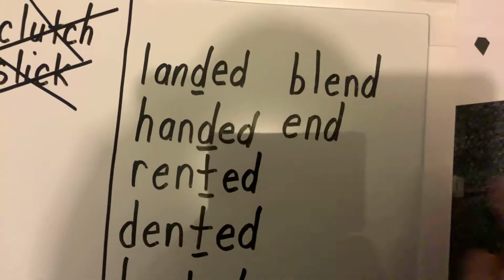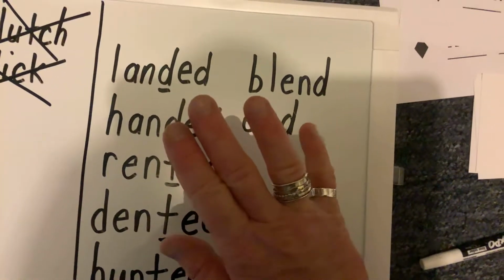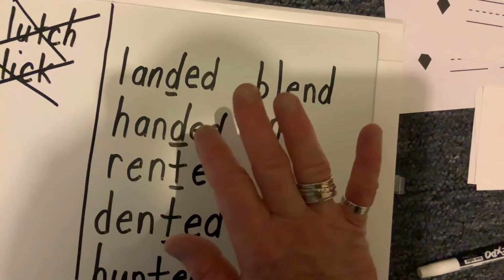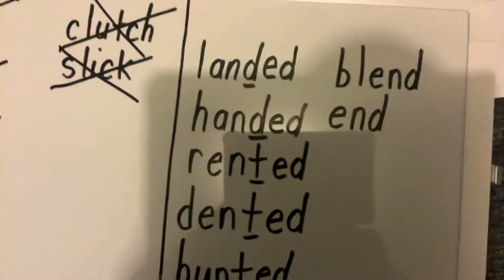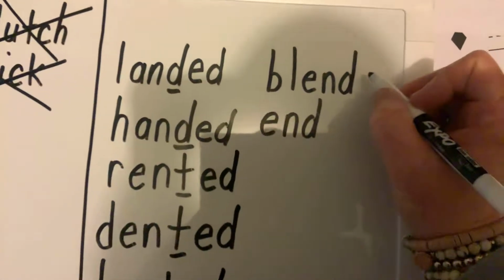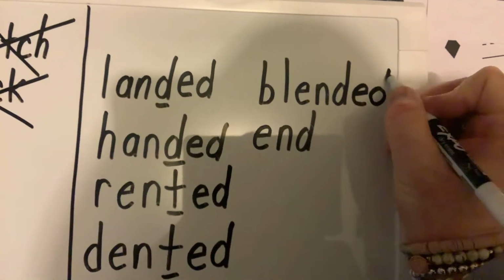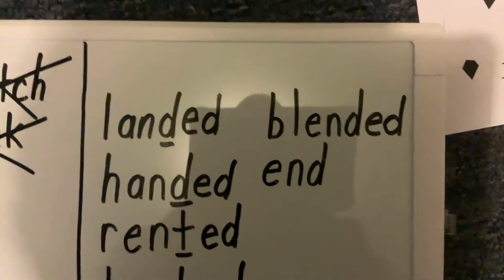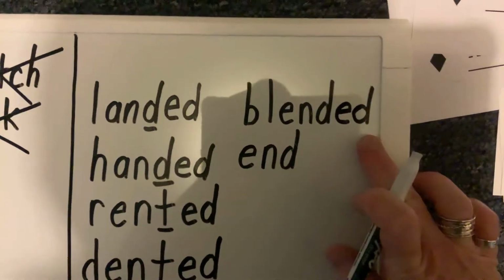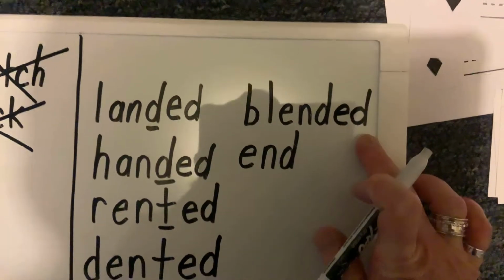Let's do another one. Ooh, let's tap this one out. Blah. End. Ooh, five sounds. Blend. Add your suffix ed. Blended. He blended the milkshake yesterday. He already did it.